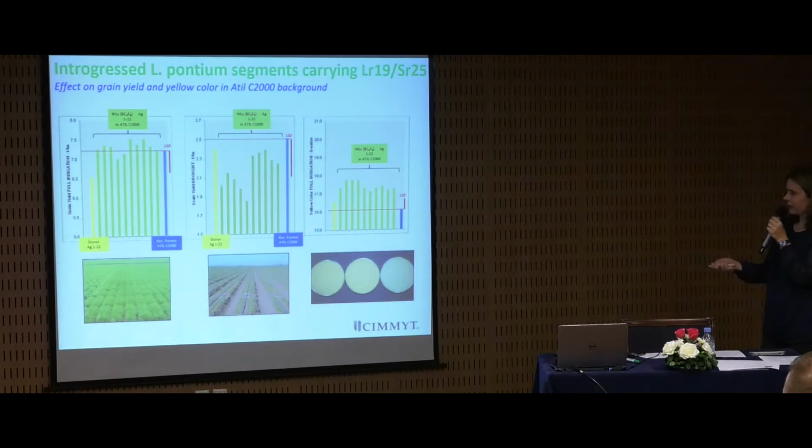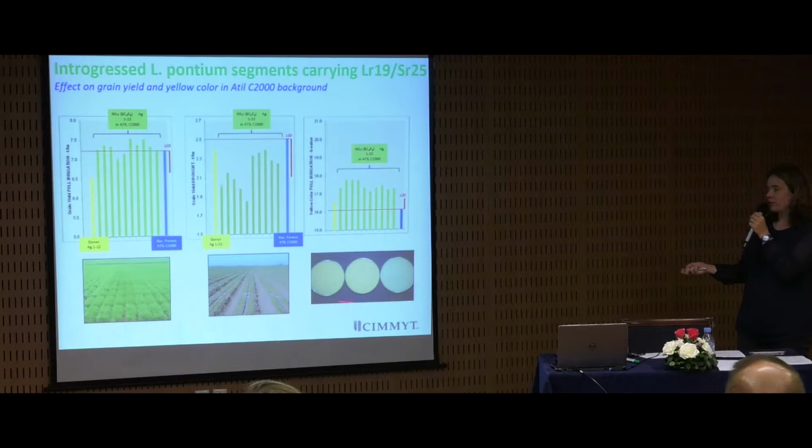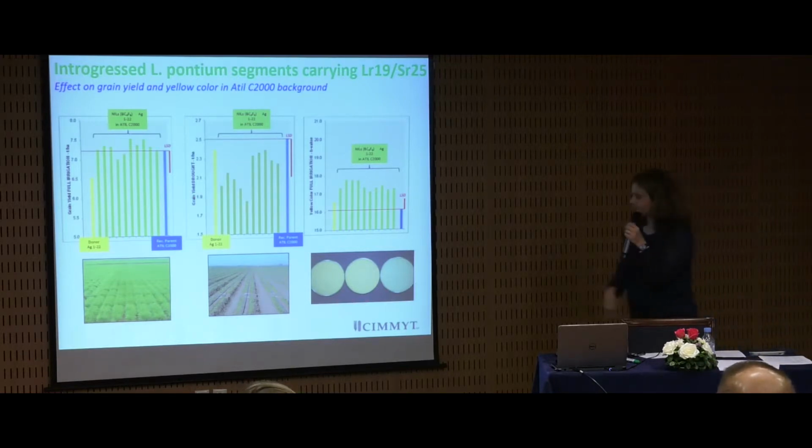A nice side effect, however, was that the LR19 SR25 translocation has a yellow color gene, PSY1. So the color of these introgression lines was really nice for durum wheat. So they want to have that yellow color.